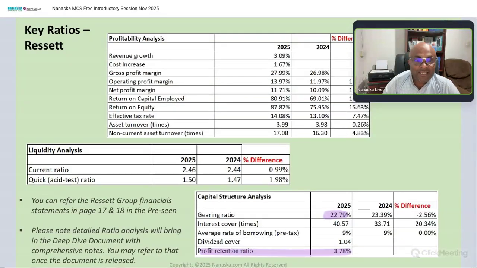However, our sales grew by 3.9%. Cost grew only by 1.67. Wow, what a nice company. That is why, when sales go up by a higher percentage and costs go up by a lower percentage, you will see our gross profit margins are improving compared to last year. Our operating profit margins are improving compared to last year. Our net profit margins are improving compared to last year.